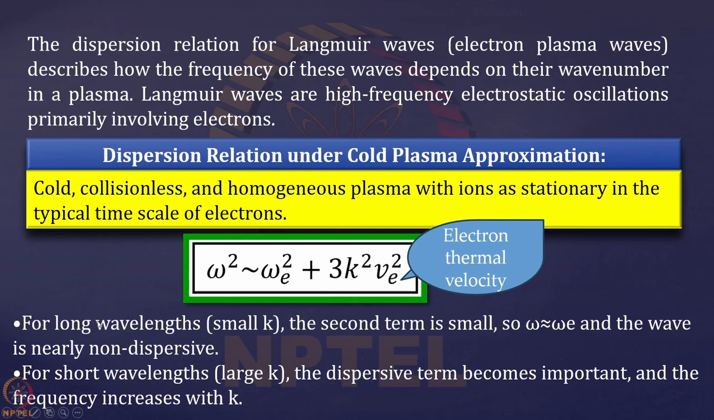So long wavelength means very small k, and in that case this second term, that is 3k²v², is really small. In that case omega is of the order of omega_e, and you can say that the wave is almost non-dispersive. That is what we are expecting: if we disturb a plasma from its charge neutrality a little bit, then the plasma will start to oscillate and try to recover the charge neutrality.